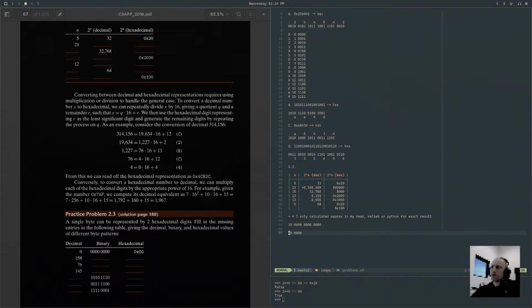So this would be 0. This would be 1. This would be 2. 1, 2, 3, oh, I forgot the 0 here. Right? So this would be 1, 2, 4, 8, 16, 32, 64.